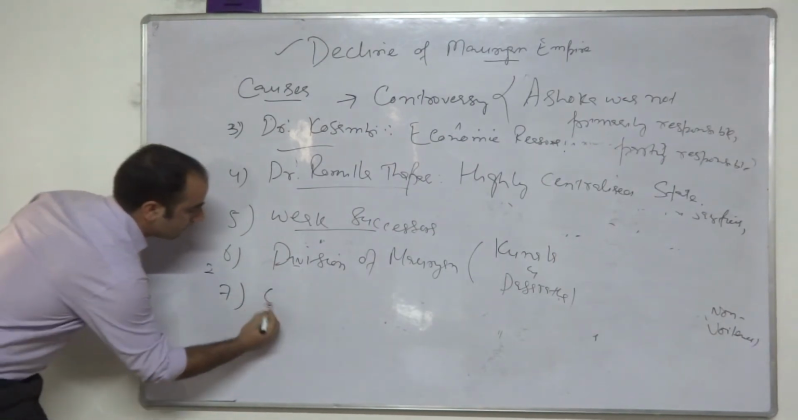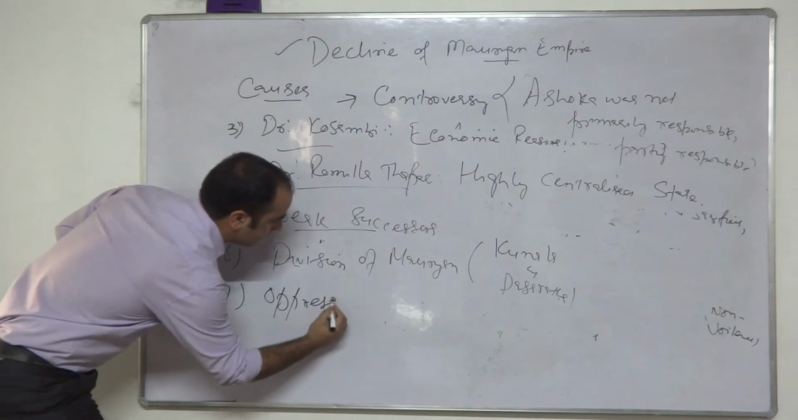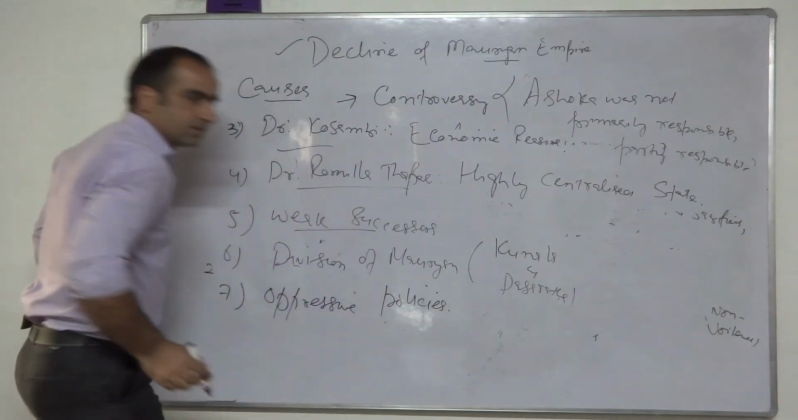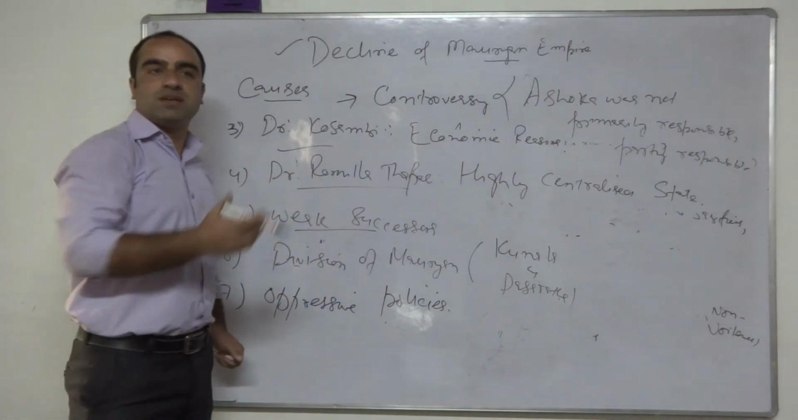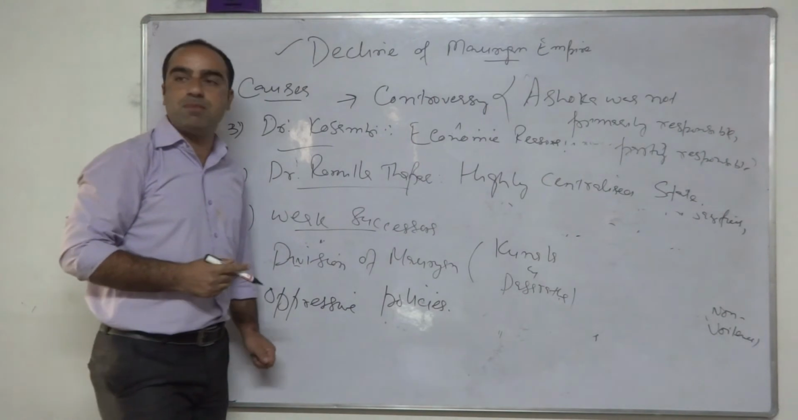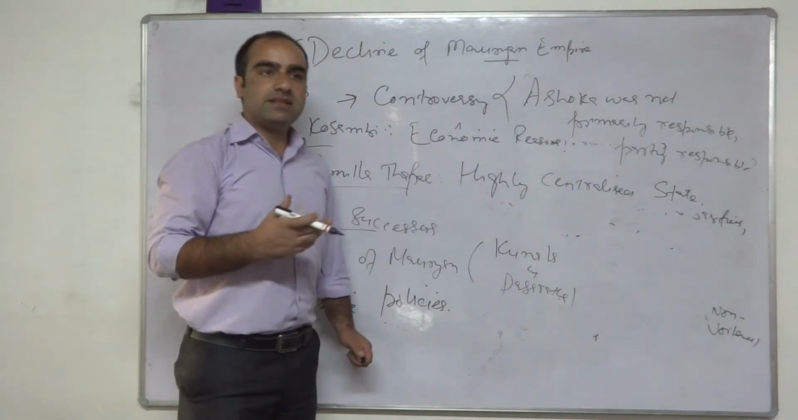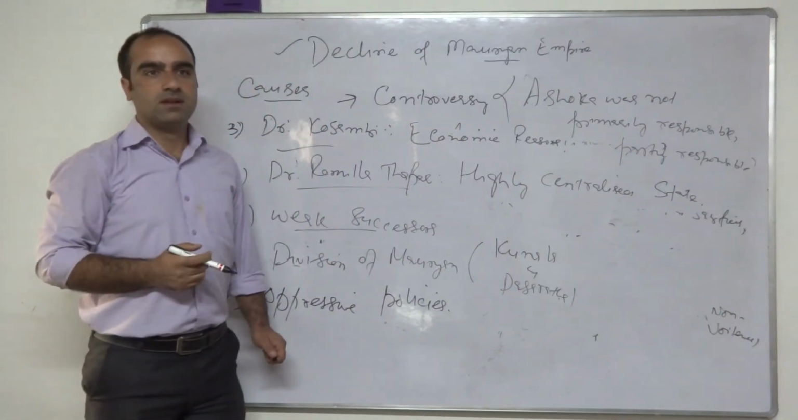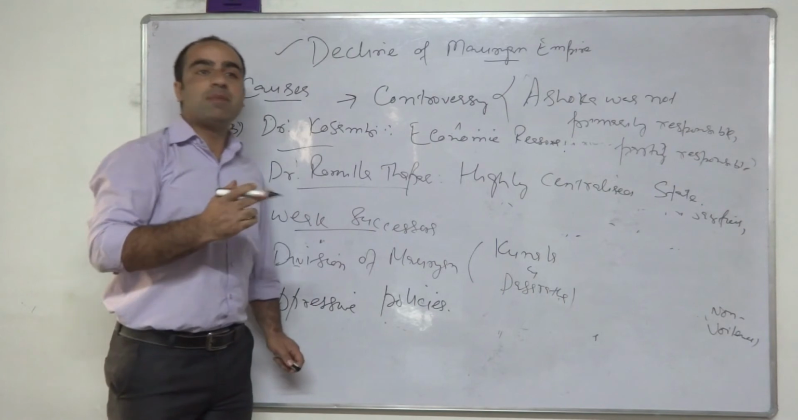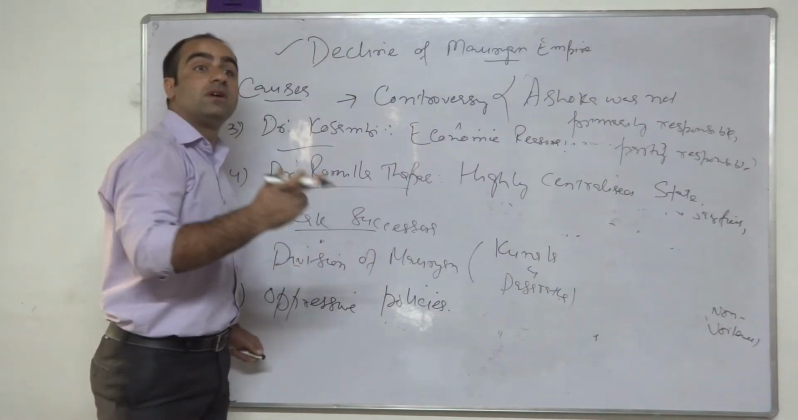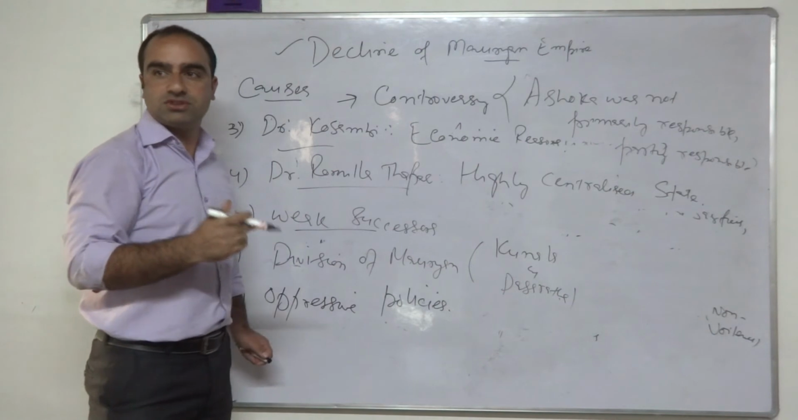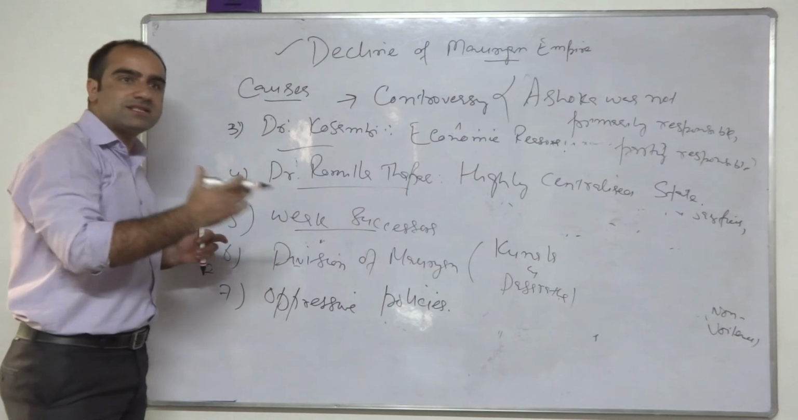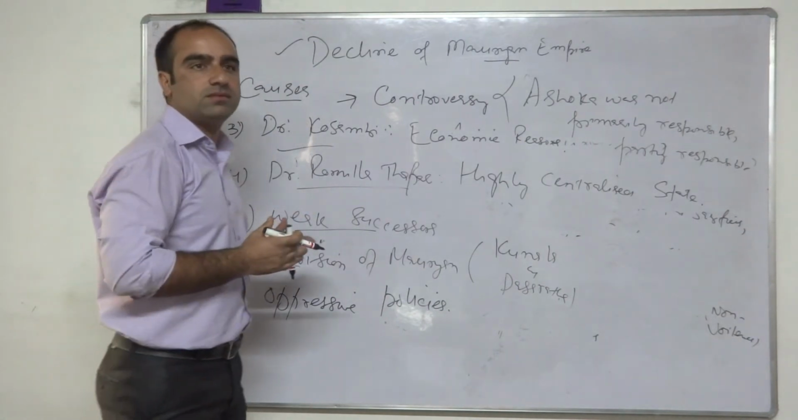Then you can write down another important cause. It can be the oppressive policies. जब मैंने आपको introduction पढ़ाया था Mauryan Empire के बारे में, when I gave you the introduction about the Mauryan dynasty, I told you that there was a revolt at Taxila, which was going on at the time of Bindusara. Bindusara was the father of Ashoka. When the revolt was going on in Taxila, Bindusara sent his son Ashoka to suppress that revolt.